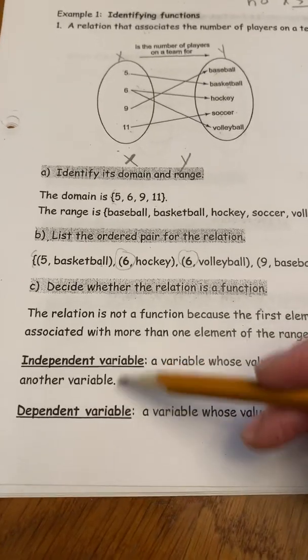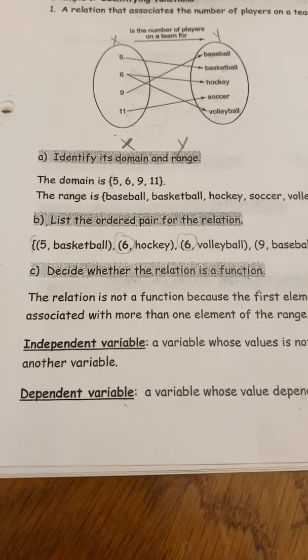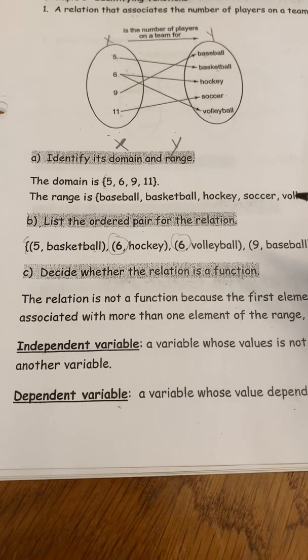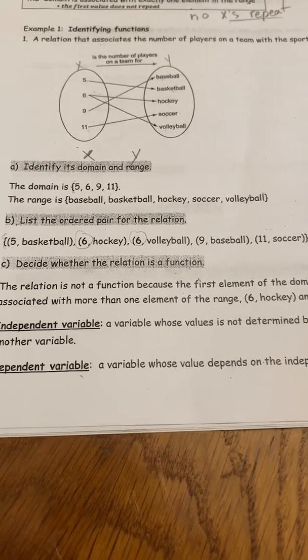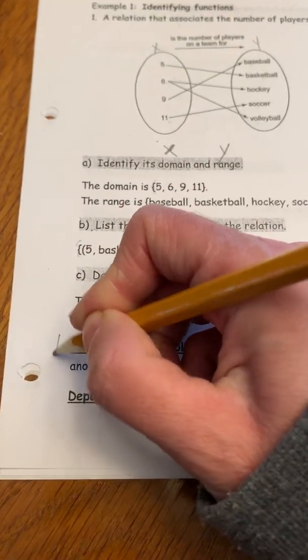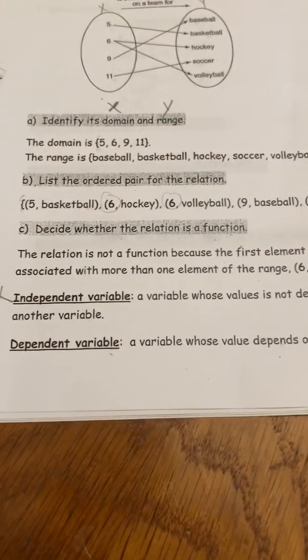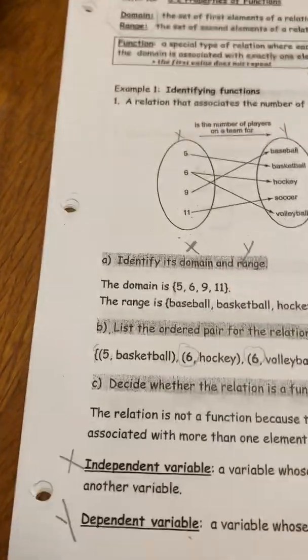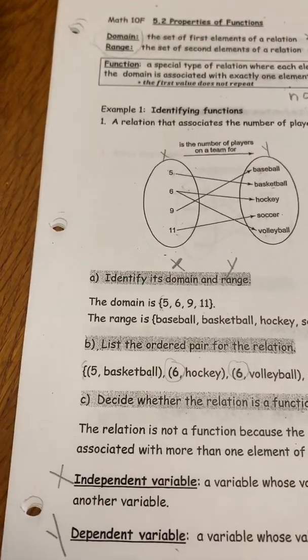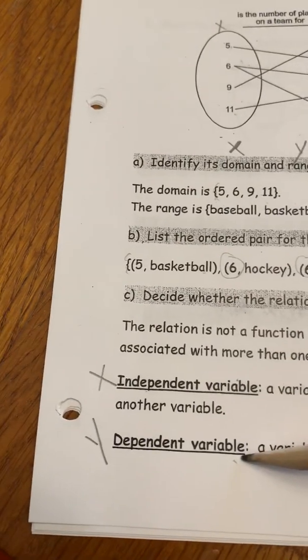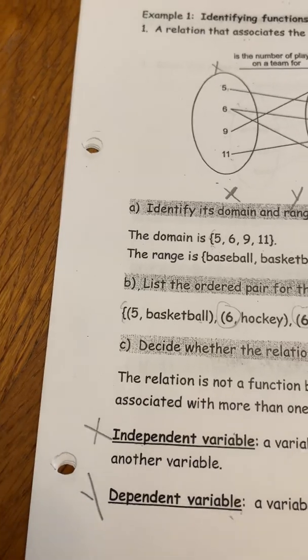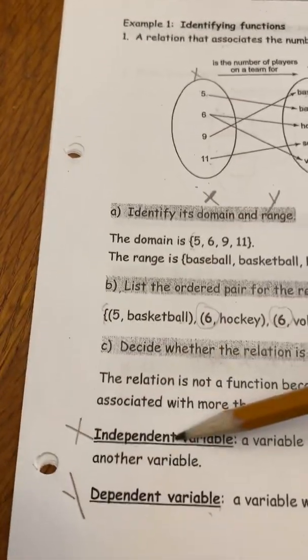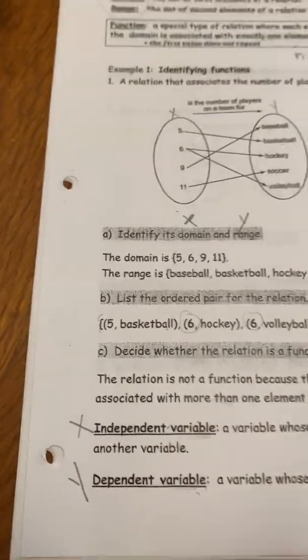Two more that we should have talked about in grade 9, but I just want to remind you about them. The independent variable is a variable whose value is not determined by the value of another variable, also known as the X. The dependent variable is a variable whose value depends on the independent variable, those are our Y's. So what we've done today is introduce 4 new vocabulary words: domain, range, independent variable, dependent variable, and I guess 5 because we've also talked about a function. What you need to remember is the domain and the independent variable are x's, the range and the dependent variable are our y values.